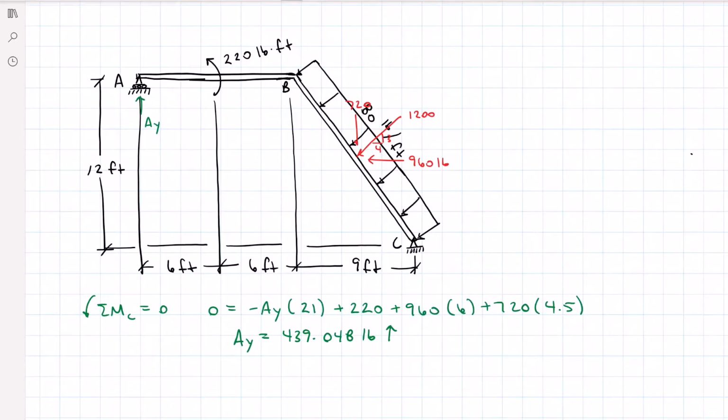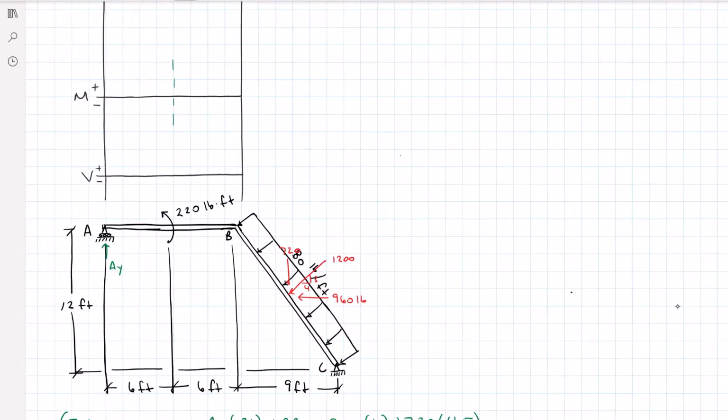I am not going to solve for the reactions at pin C using X and Y directions because I need them to act parallel and perpendicular to member BC. So we're going to wait and solve for those later. Starting with member AB, I have a vertical reaction at A. So drawing on my shear diagram, I go up 439 pounds.